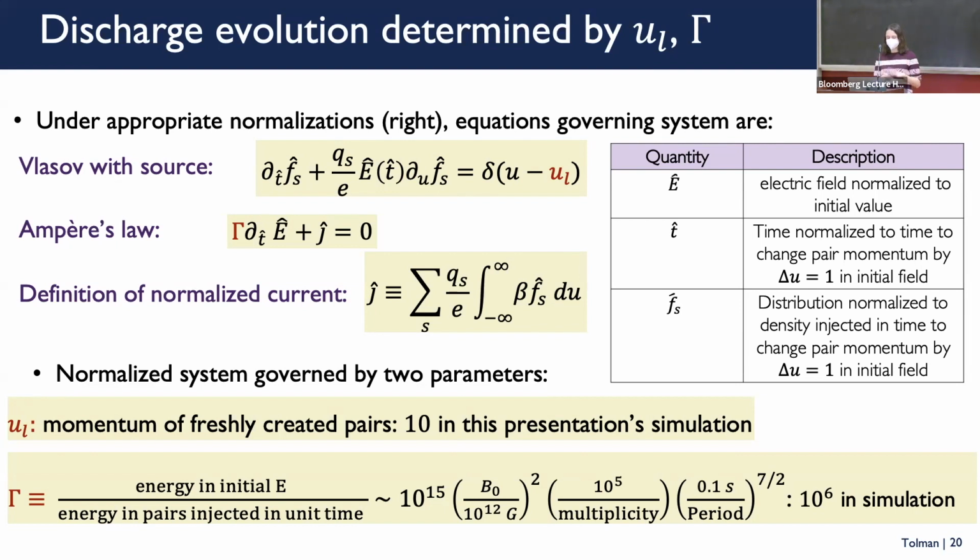If you work out how strong this would be in an actual pulsar, you can find the scaling at the right of the bottom of the slide. So basically, this is quite a large number. It increases with the magnetic field strength of the pulsar, decreases with multiplicity, and decreases with period. In the simulation results that I'll show, we take a small value of it, so that just makes the simulations run faster. But basically, we work out how everything scales with this parameter.